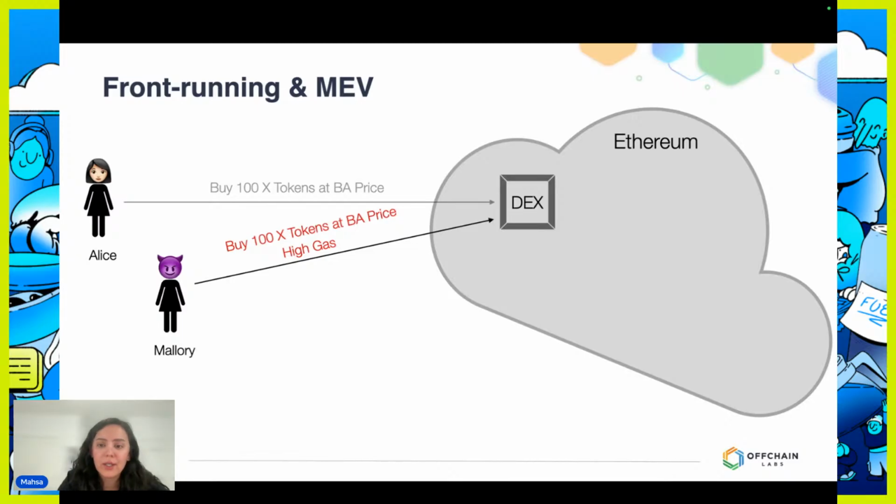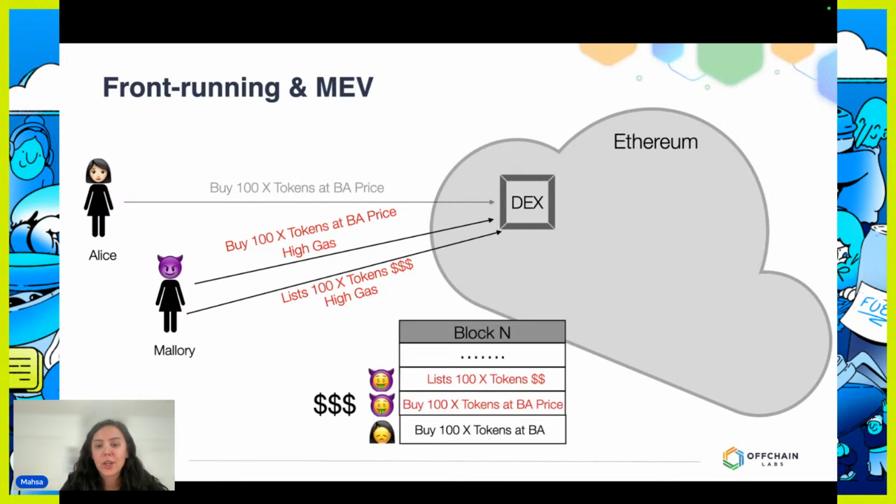She just pays more gas with her transaction, and right after, she goes ahead and lists the exact same token, the exact same amount, at a higher price on the decentralized exchange. What happens is the miner sees Mallory's transaction and puts it in a block earlier than Alice's transaction. So Alice is buying 100x tokens, but at a higher price from Mallory. Mallory benefits from the price difference just because she was able to front run Alice's buy transaction.